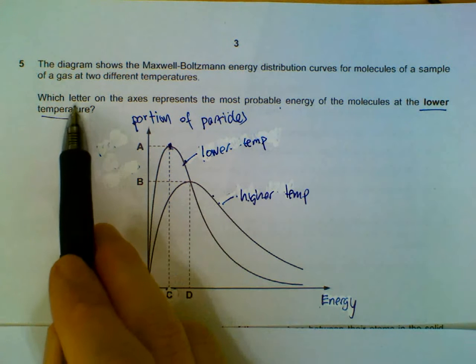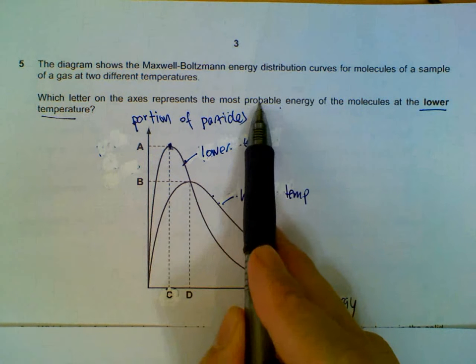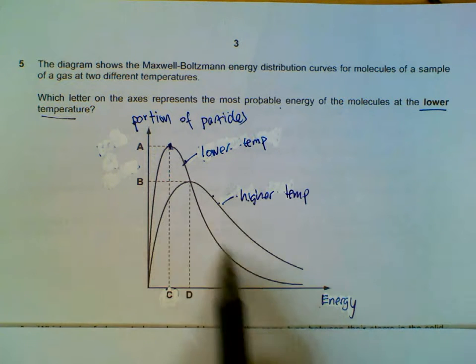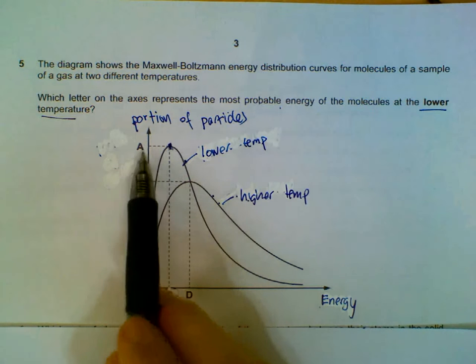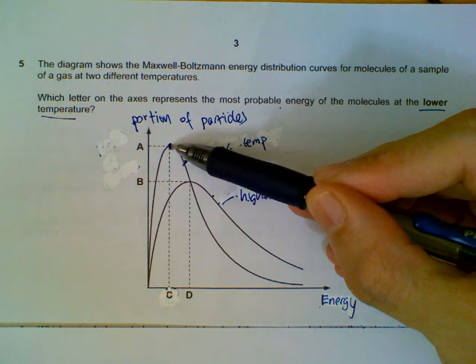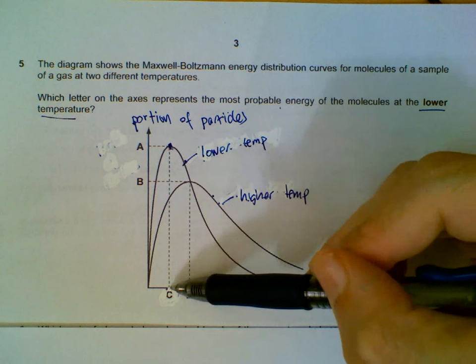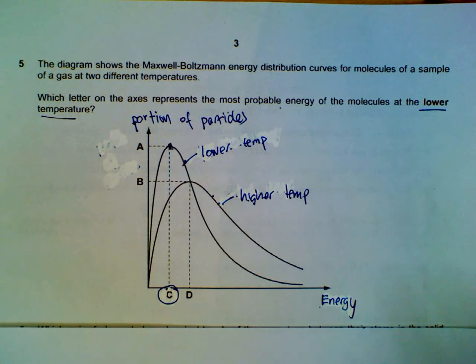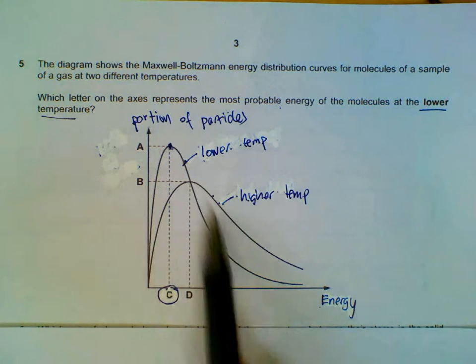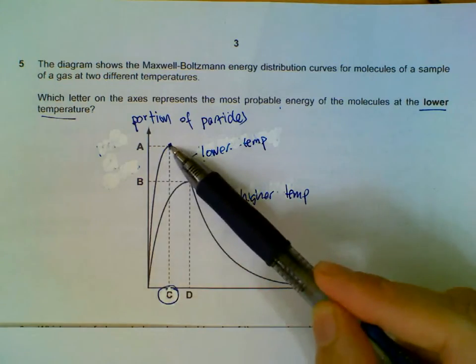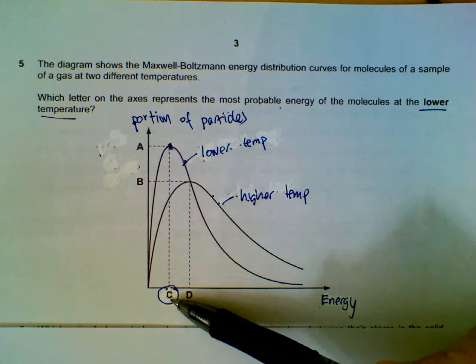So they want us to figure out the most probable energy at the lower temperature. So we will refer to this curve, the curve on the left, and the one that has the highest portion is at this point. Right, that means the highest portion of particles having a certain energy at a lower temperature is located at this point. And this portion of particles will have this amount of energy here. So figure out that this curve is for the lower temperature, and then understand that this peak is where most of the particles have that particular energy. Okay, which is this energy here.